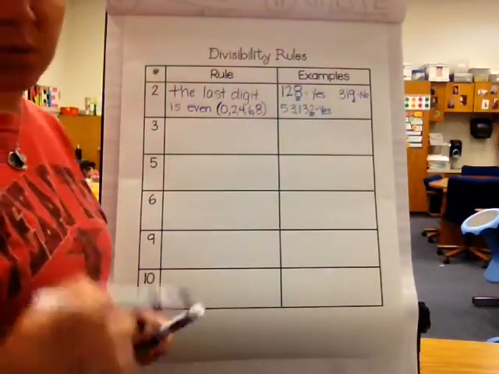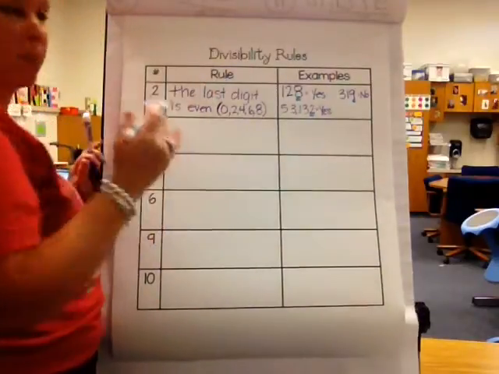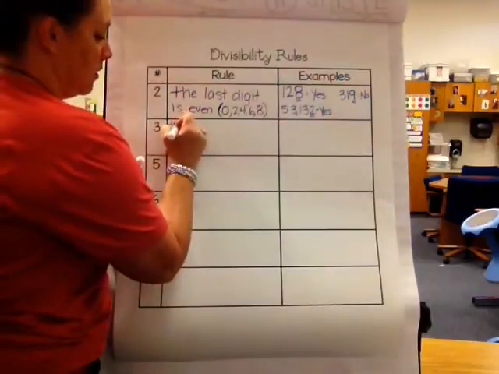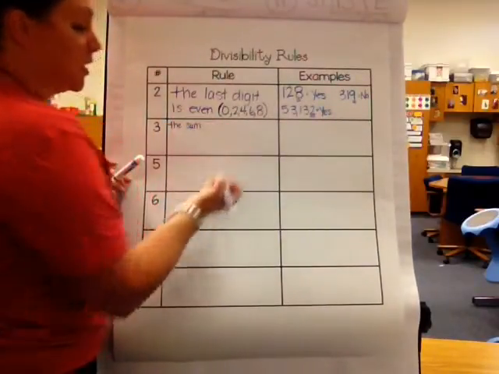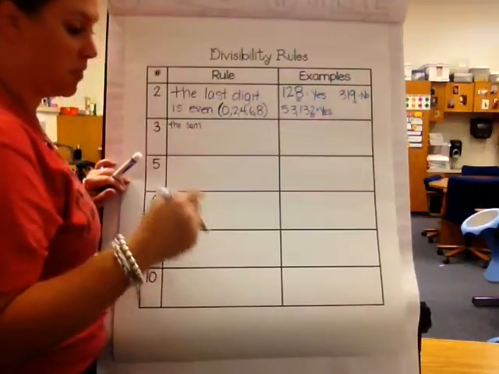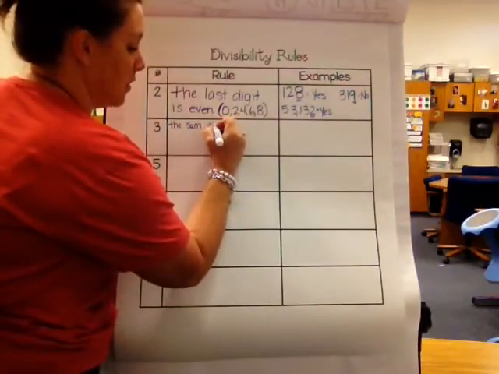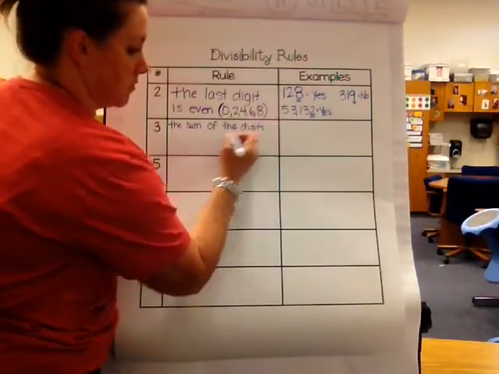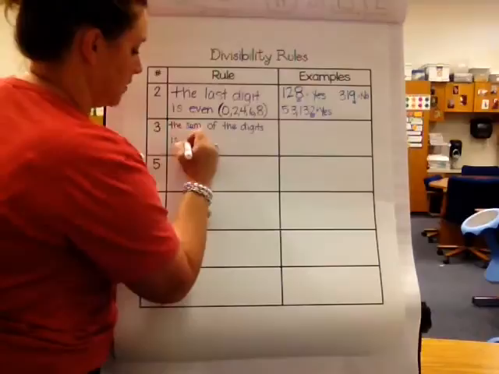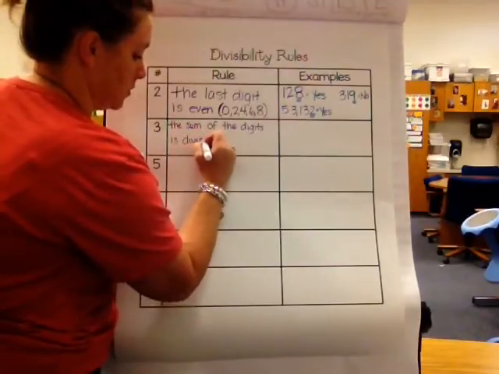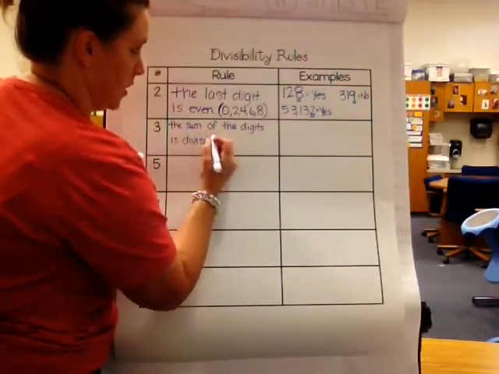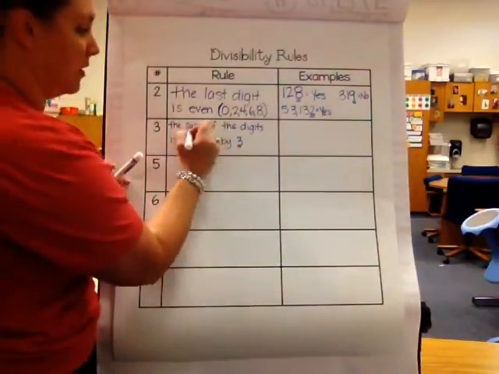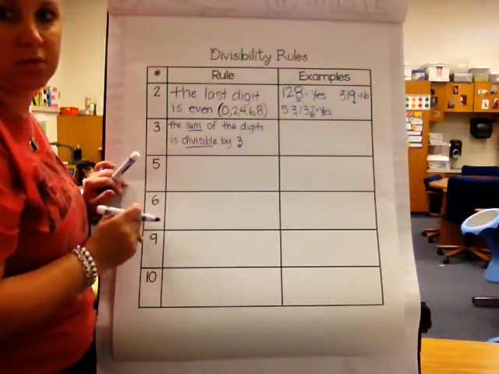When a number is divisible by 3, we've talked about this once before, but now we're going to get it on paper and write it down. I told you that we would revisit this. So, the sum, the answer to an addition problem, the sum of the digits is divisible by 3. These are my things. Sum is divisible by 3.